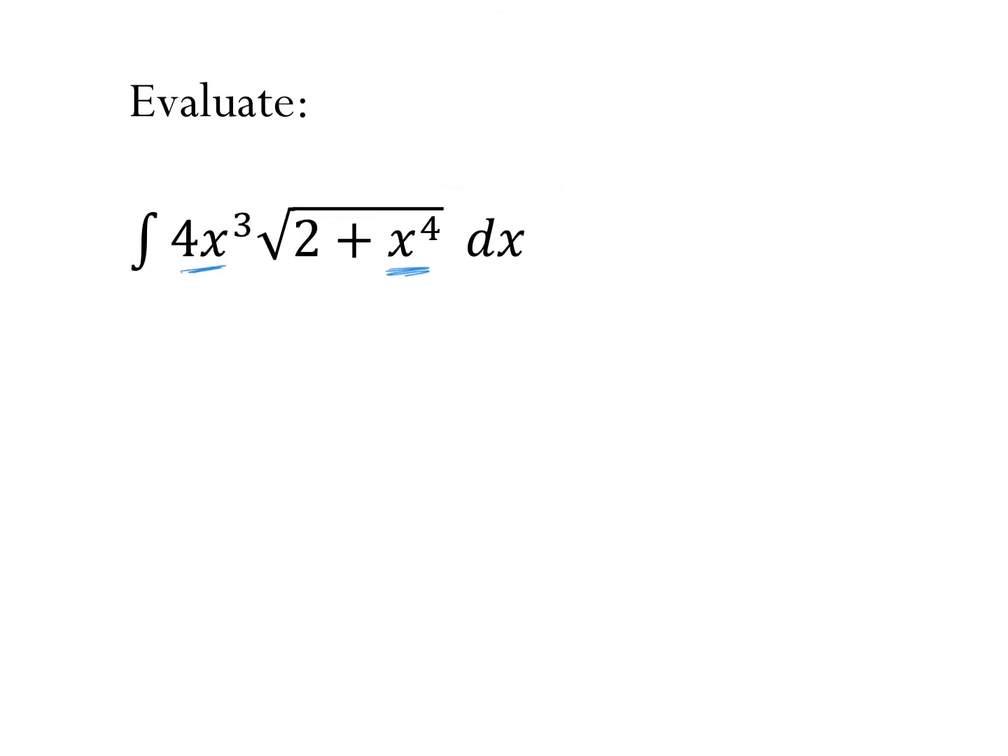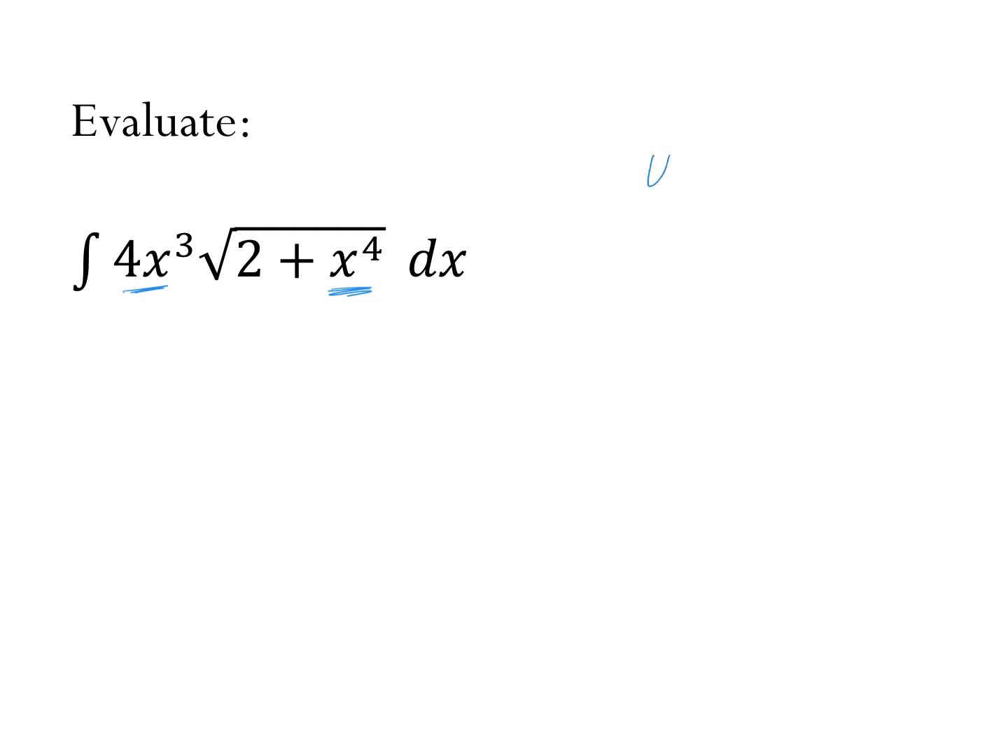Okay, so we're going to go ahead and rewrite this. We're going to say u is equal to, and what I'm going to choose is that inside function, 2 plus x to the fourth, because constants can kind of go in either direction here, okay? And if I tell you that u is equal to 2 plus x to the fourth, if I asked you to take the derivative of this with respect to x, what would we get?